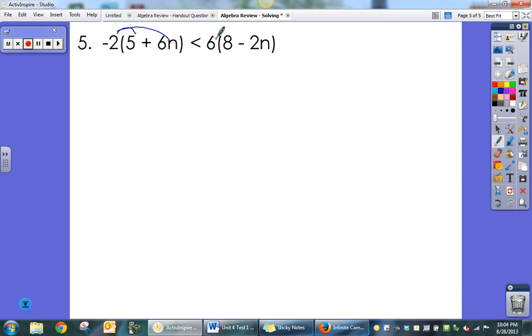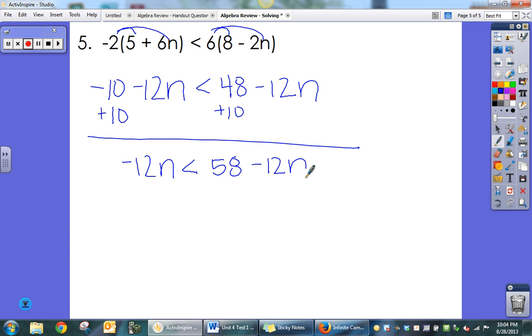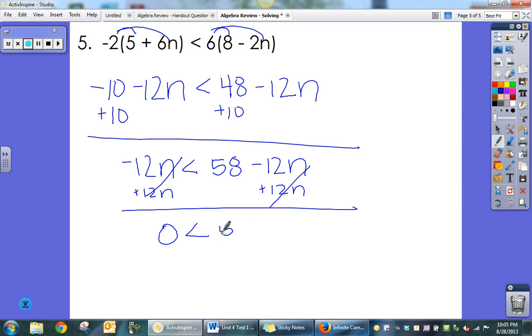Distributing my negative 2 and then my 6 on the right-hand side, I get negative 10 minus 12n is less than 48 minus 12n. I'm going to combine my like terms. I'm going to add 10 to both sides. Negative 12n is less than 58 minus 12n. Add 12n to both sides. 0 is less than 58.